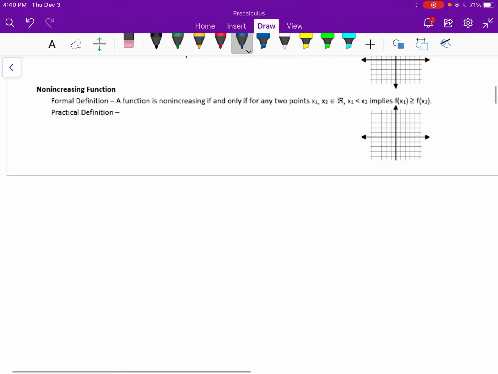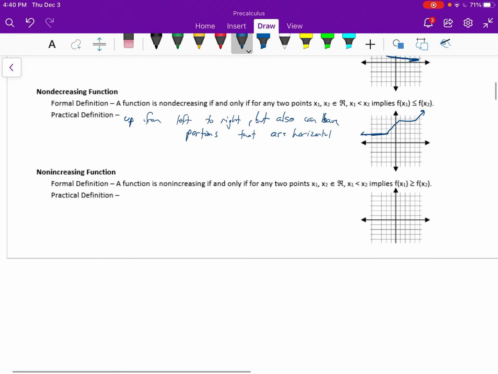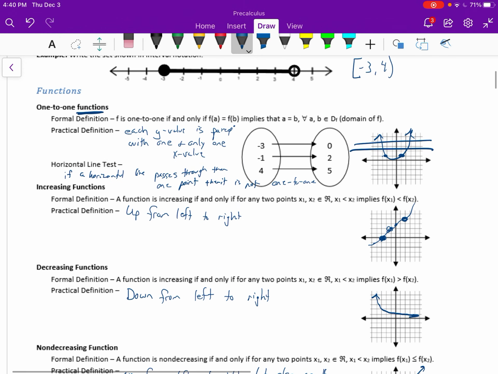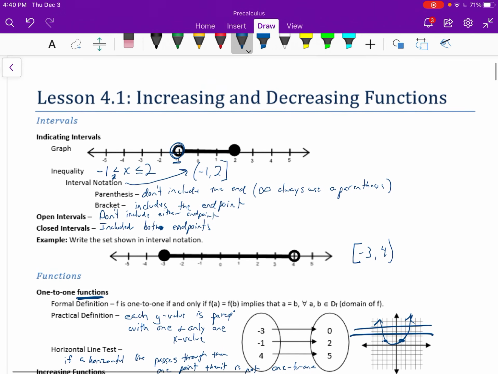Non-increasing is going to be the same idea. I'm not going to write it all out again. It's going to go down from left to right, but also can have portions that are horizontal. So maybe something like that. That would be non-increasing. So just several new terms, pretty simple from this lesson here.